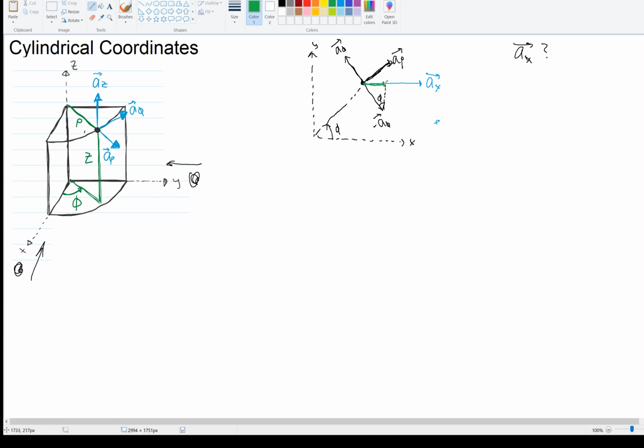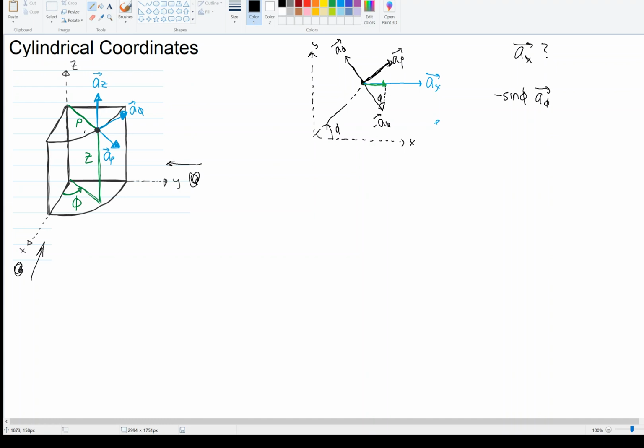Again, think about trigonometry, sine is opposite. So I'm going to write that down: minus sine phi times a phi. I took this vector, minus a phi, took the sine of phi, and that gives me the green.